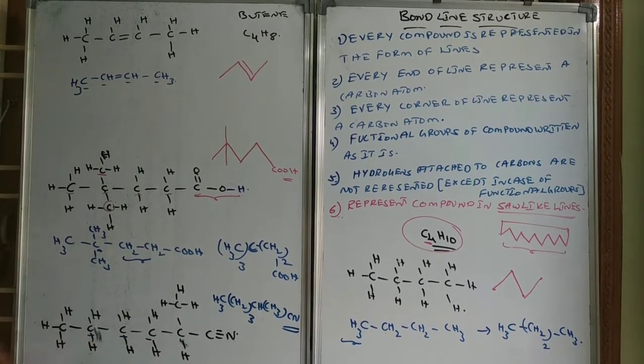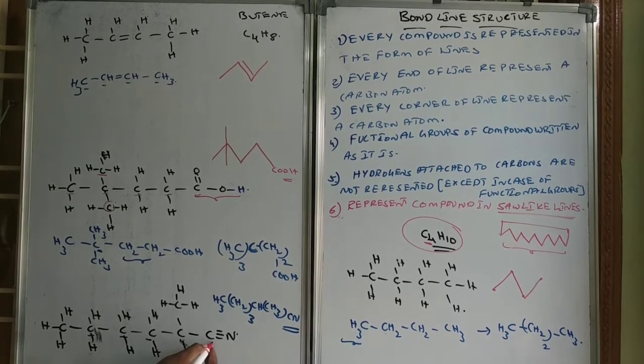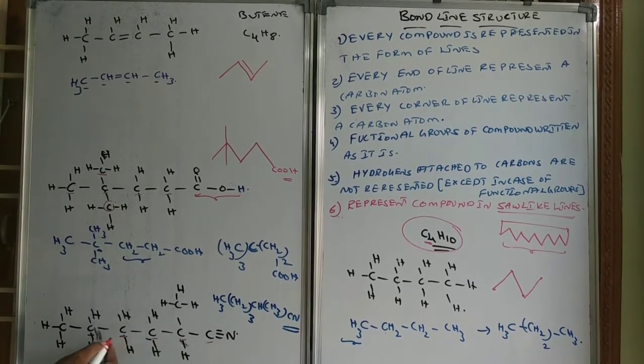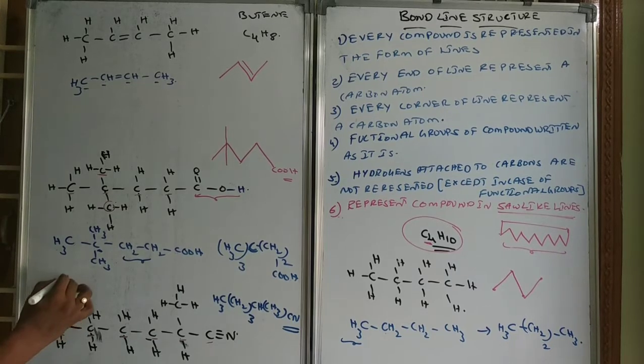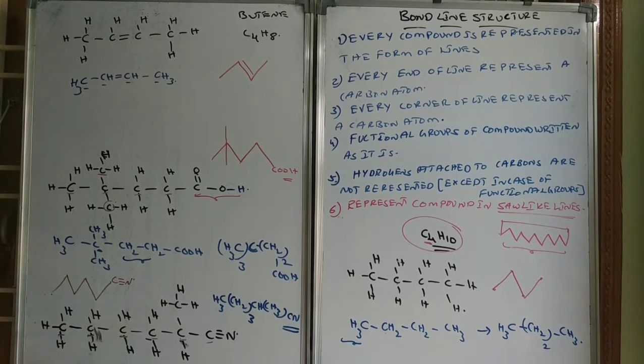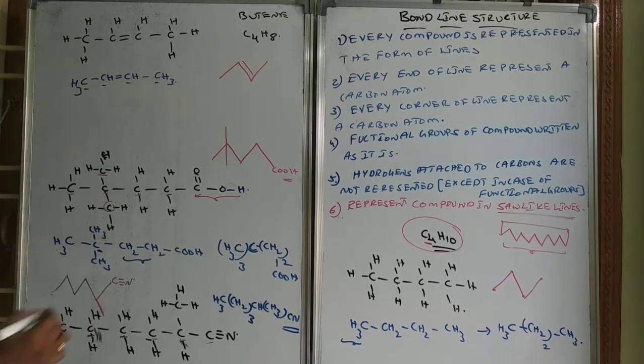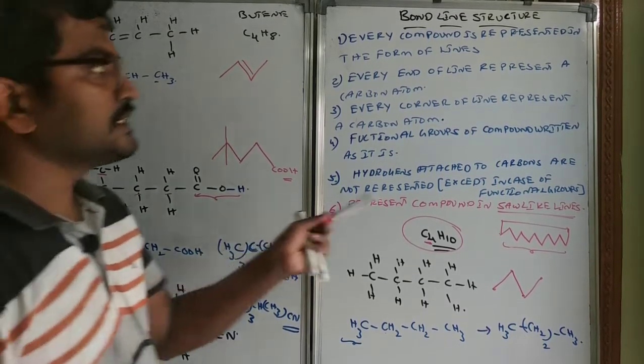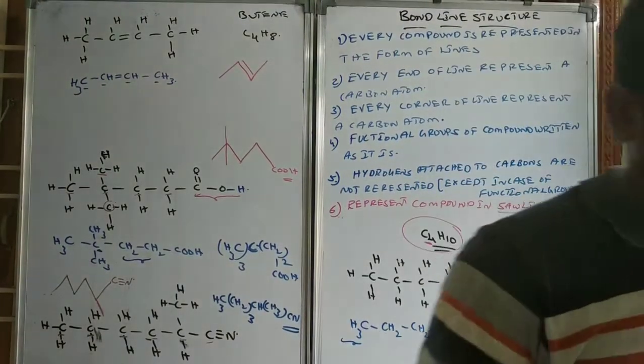And in this compound, you see the main chain has 1, 2, 3, 4, 5, 6 carbons. 1, 2, 3, 4, 5, 6 are there. So it is cyanide, C triple bond N, and the fifth carbon has 1 methyl group. You can write it like this. So like this, you can represent the bond line structure.